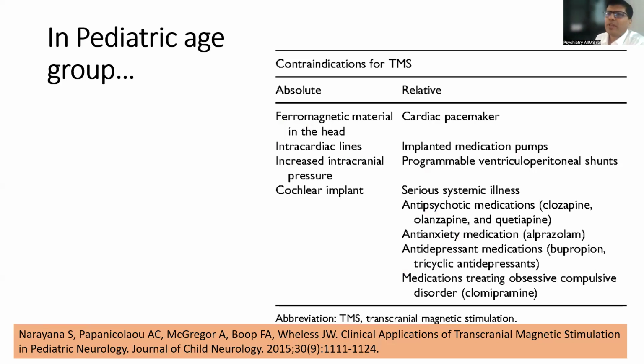Particularly when you are talking about the pediatric age group, the majority of the studies excluded the pediatric population. That's why the evidence in the pediatric population is quite sparse. However, there is evidence, particularly in the adolescent population. Whatever the evidence, they say that if there is ferromagnetic material, an intracardiac line, or high intracranial pressure, these are contraindications. Suppose somebody has raised intracranial pressure and there is a ventriculoperitoneal shunt. In those scenarios, it is better to avoid rTMS.